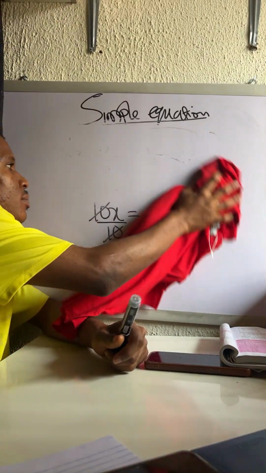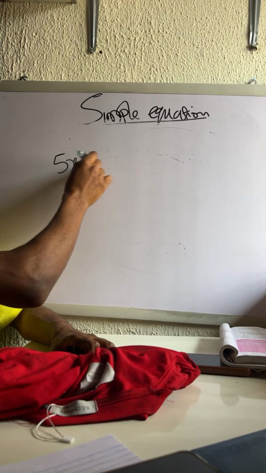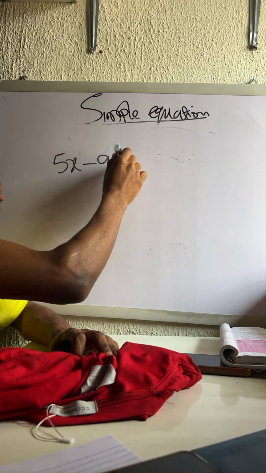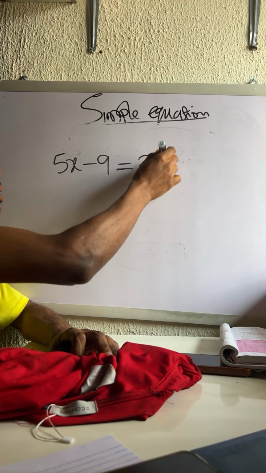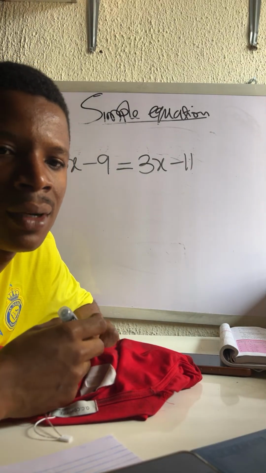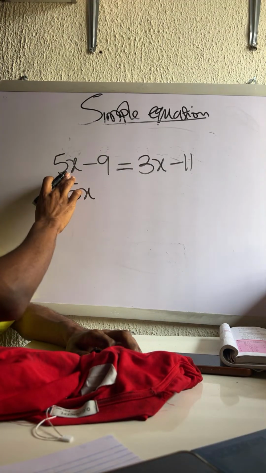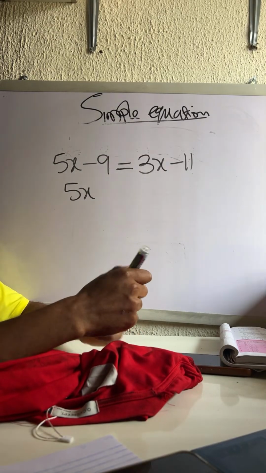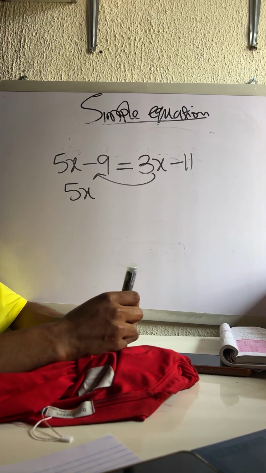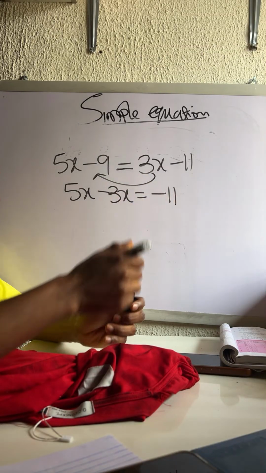Let's look at the next one. We have 5x minus 9 is equal to 3x minus 11. Here we'll try to find the value of what? X. To find the value of x is easy. You have it as 5x as the number. Then the next thing you do is just to subtract 3x from both sides. So if you subtract 3x, you'll be left with minus 11 on this side.